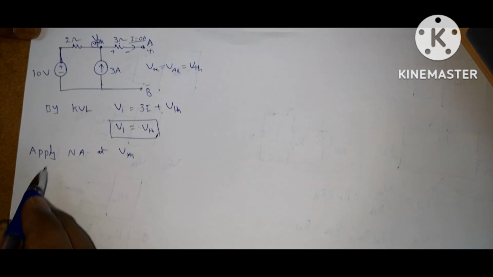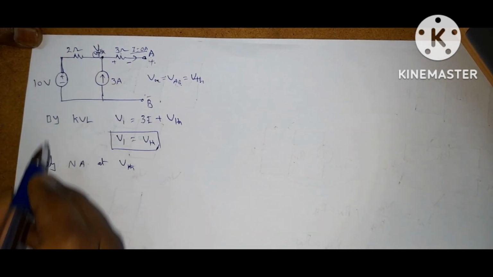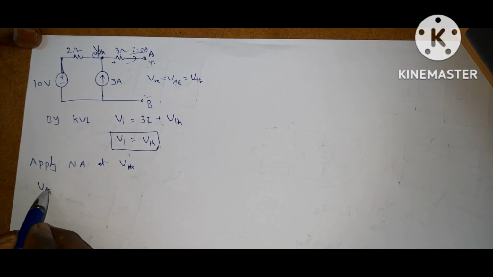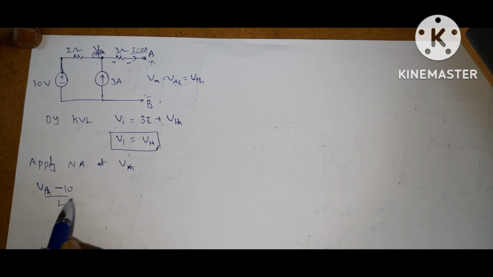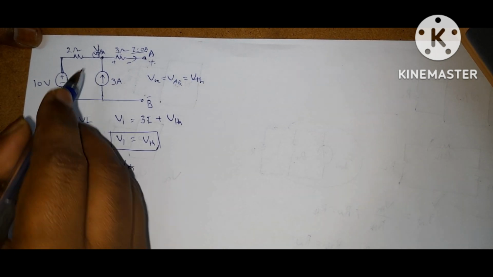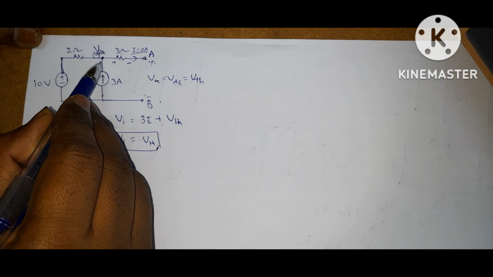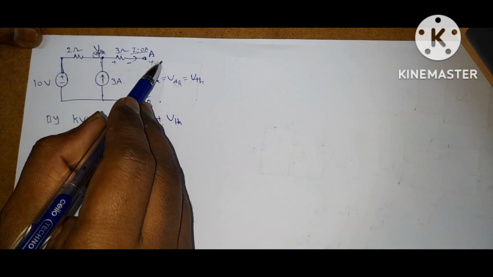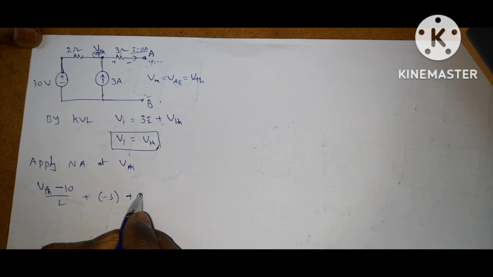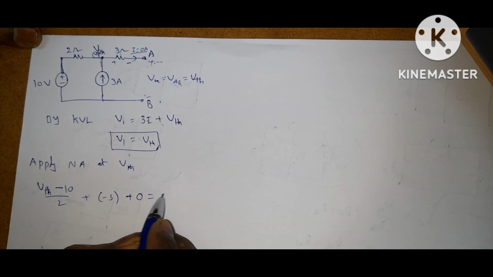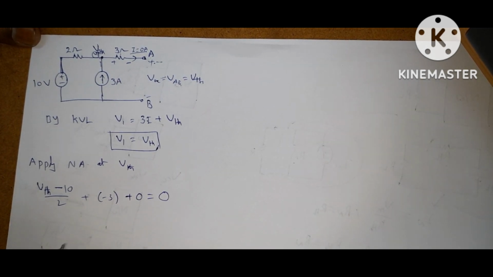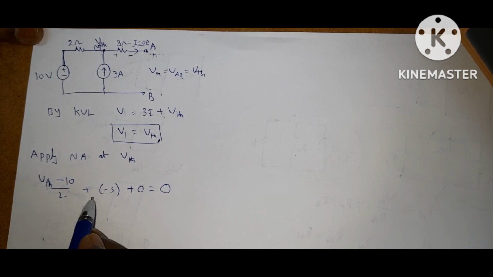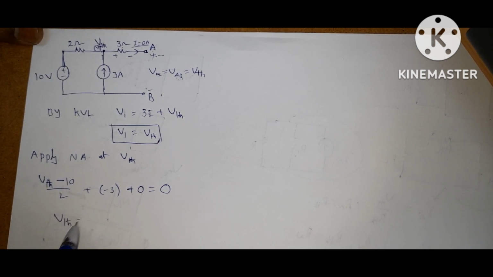So what are you getting? If you write the node equation for this one, V Thevenin minus 10 by 2 plus, so this current is coming towards this node, so it is minus 3. This is open circuit, or you can write I equal to 0, so this is 0 equal to 0. If you solve this, you will get V Thevenin is equal to 16 volts.